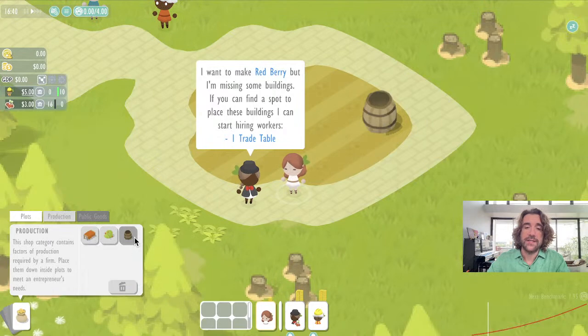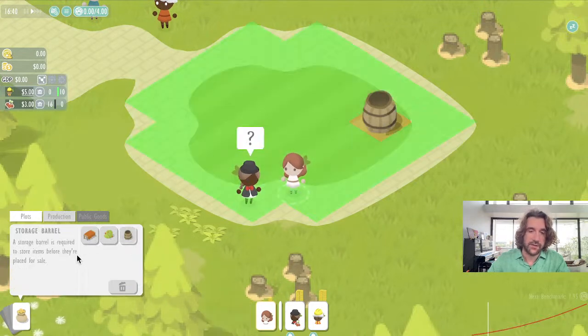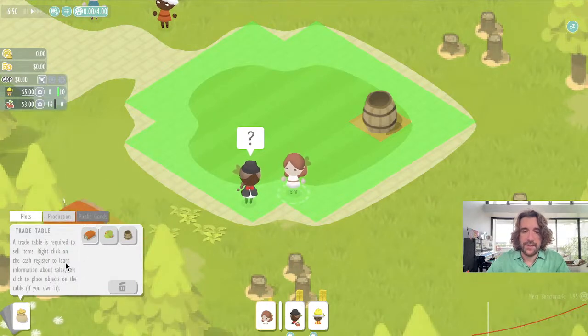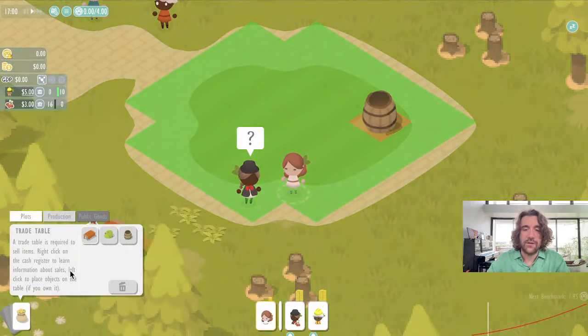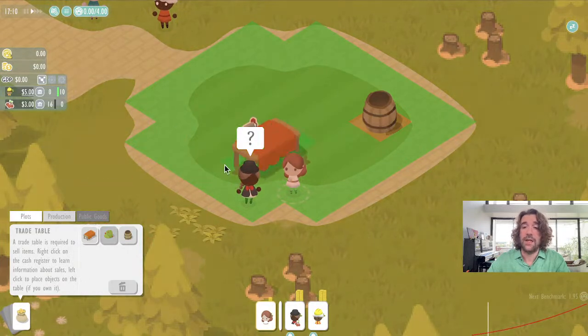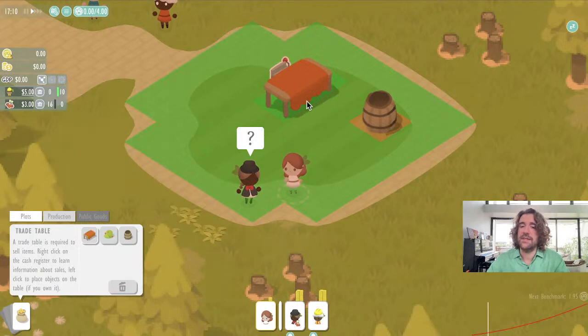Then the entrepreneur is asking me, okay, now put down a tray table. Notice that when I click on them, I get a description. A storage barrel is required to store items before they are placed for sale. And a tray table is required to sell items. Right-click on the cash register to learn information about sales. Left-click to place objects, but only if you own this shop. And in this case, you're not really owning the shop. You're just inviting this entrepreneur into your economy.